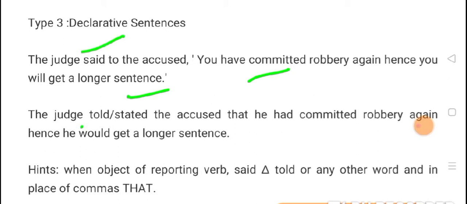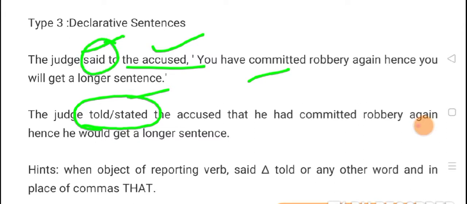Said, so said will be changed into told. Why told? Because an object is there. If there is no object, you can't write told. You have to write said only. So there is an object of the reporting verb, that's why the reporting verb is going to be changed. Told or stated the accused that, you is second person.